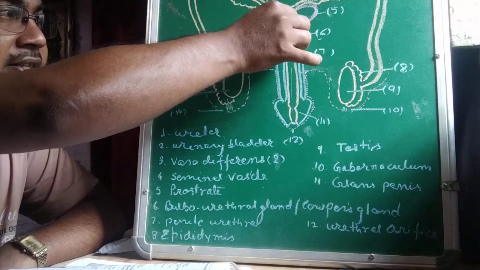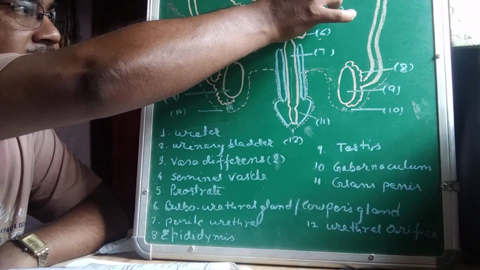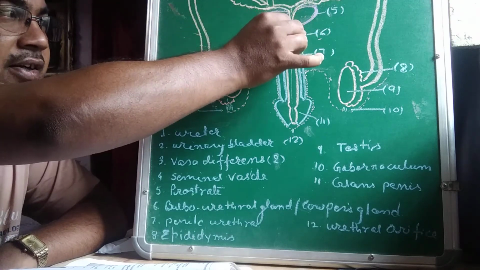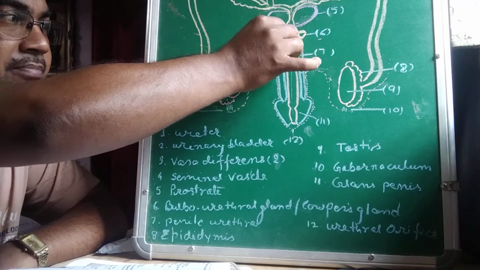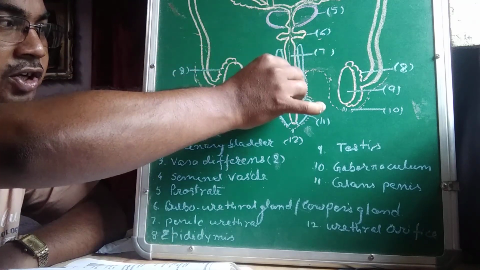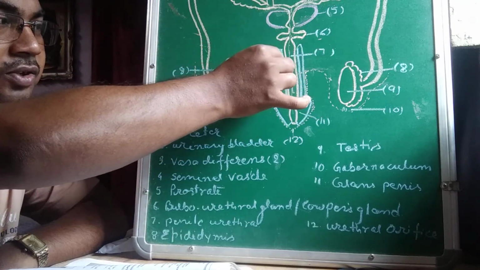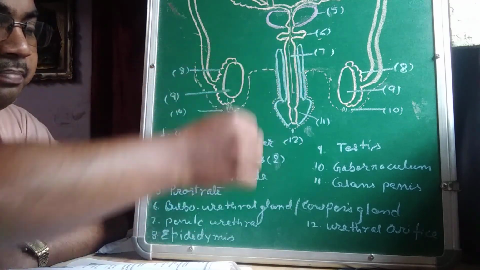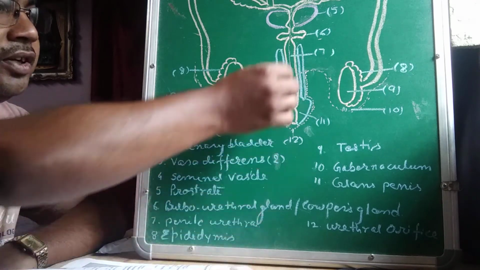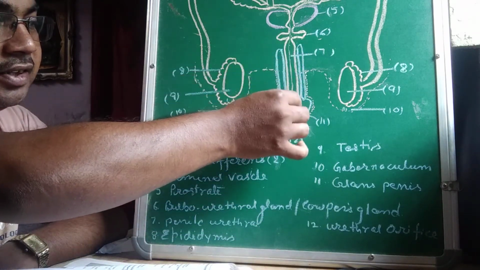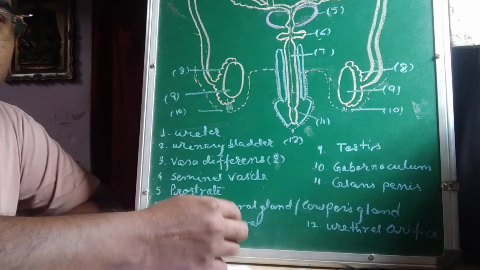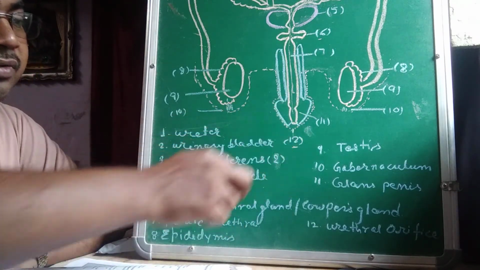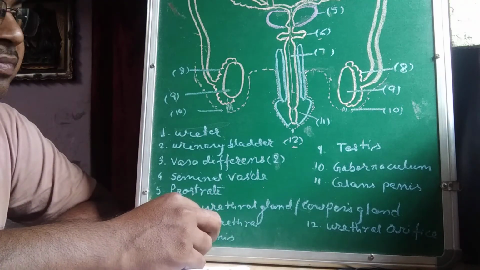Now, after getting the seminal fluid from here, certain fluid from here and certain fluid from here, the sperm passes through this line. This is called the urethra, or because this part of the urethra is inside the penis, it is called the penile urethra. Now again, there is a small constriction, and thereafter it emerges from the urethral orifice.